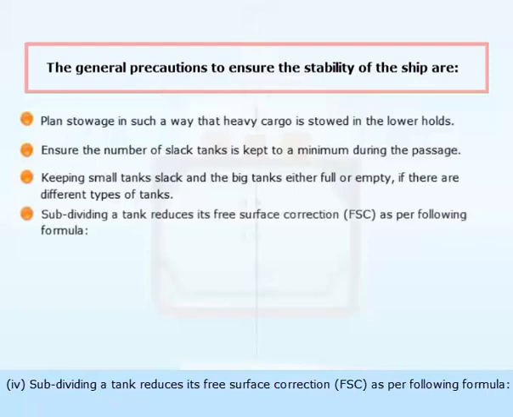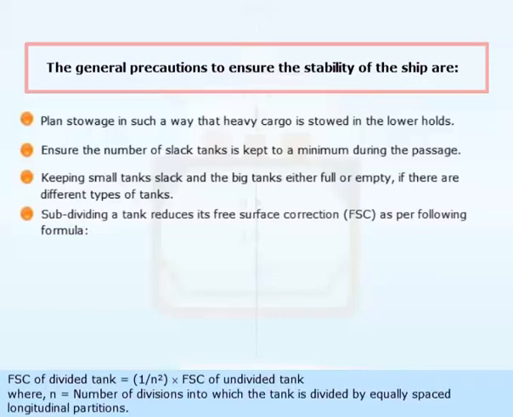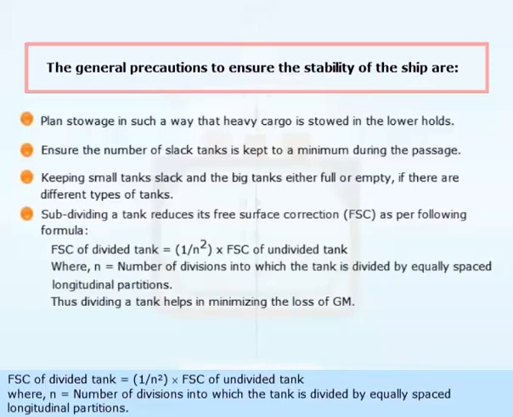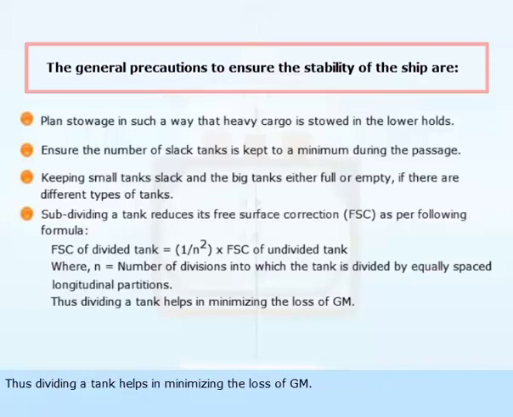Subdividing a tank reduces its free surface correction, FSC, as per the following formula. FSC of divided tank equals 1 divided by n squared times FSC of undivided tank, where n equals the number of divisions into which the tank is divided by equally spaced longitudinal partitions. Thus, dividing a tank helps in minimizing the loss of GM.